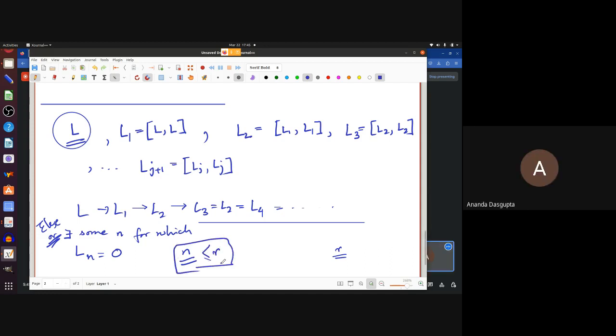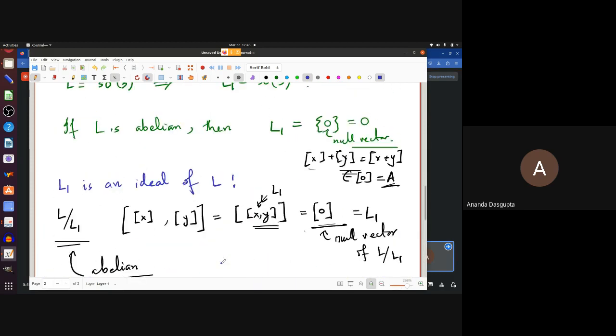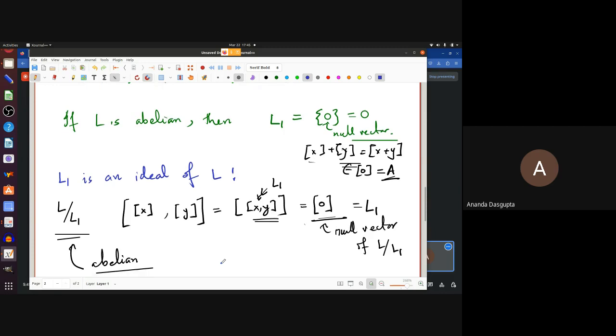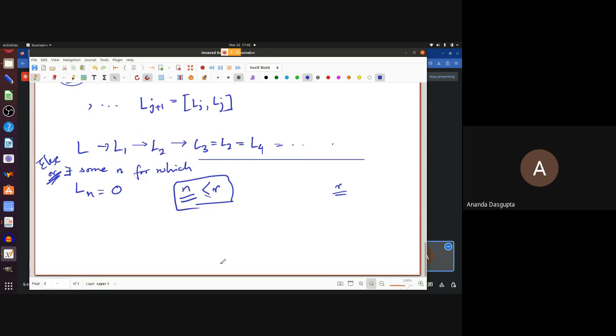It cannot exceed r, right? Because every time the dimension has to be reduced by at least 1, which means you're starting at r, you get at most r steps. Can be less than r, by the way. In fact, you have already seen an example where it's less than r. It's 1 for every abelian group. No matter what dimension your abelian group has, it may be 20-dimensional, but L1 will be 0, which means in that case, this sequence stops at L1.